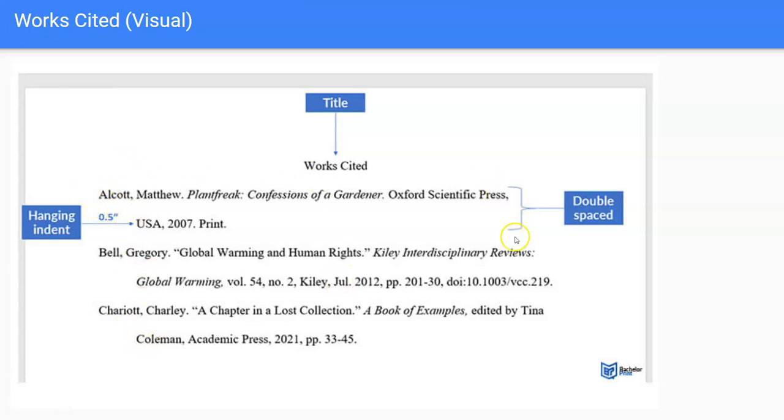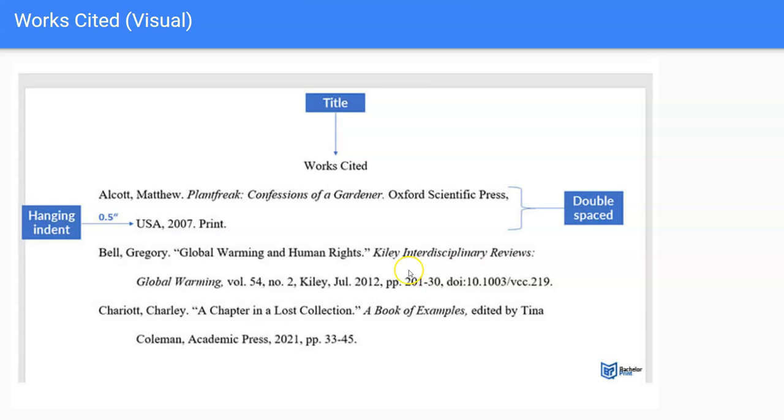You'll notice that they start with the author's last name on the work cited, and it's in alphabetical order. Matthew Alcott starts with A, so he comes first. Gregory Bell starts with B, so he goes second. Charlie Chariot starts with C, goes after Bell and after Alcott.